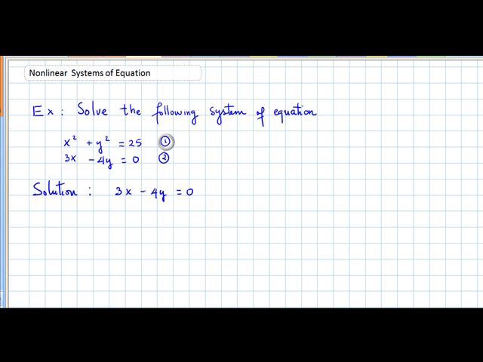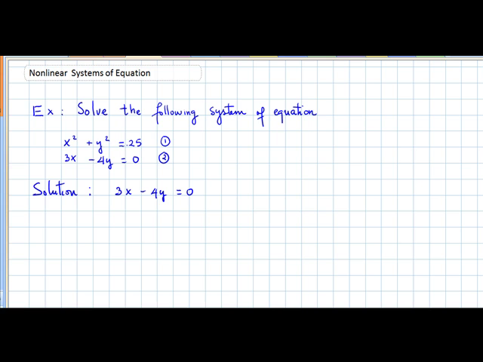I see that equation 1 is the equation of a circle with the radius 5, and equation 2 is a straight line. Right? So equation 2 is a straight line. The first one is a circle. Now I see that our system has one linear equation and one nonlinear equation. So the best way to solve this system is using the substitution method.